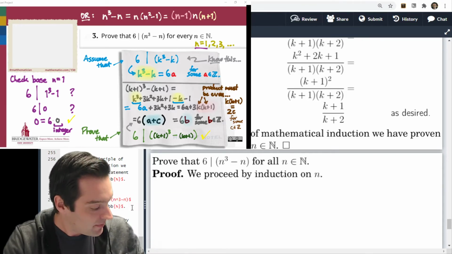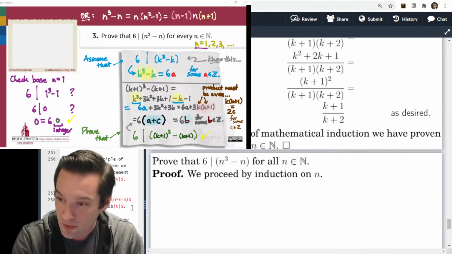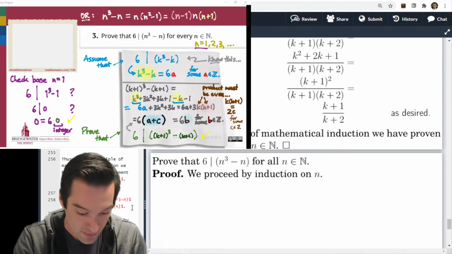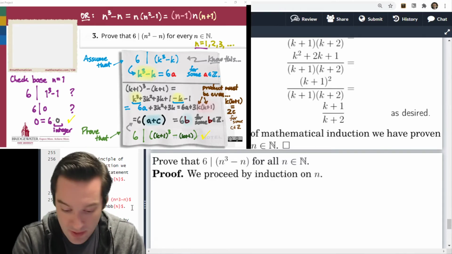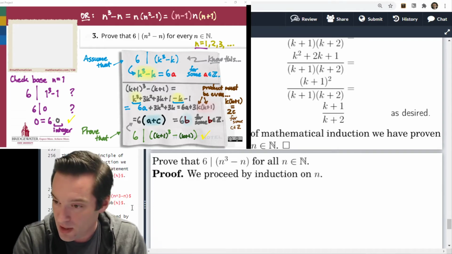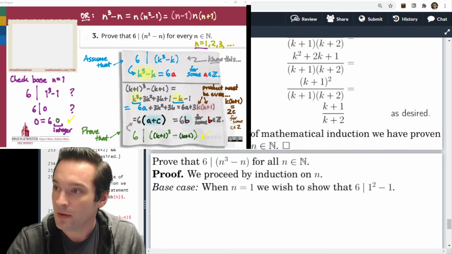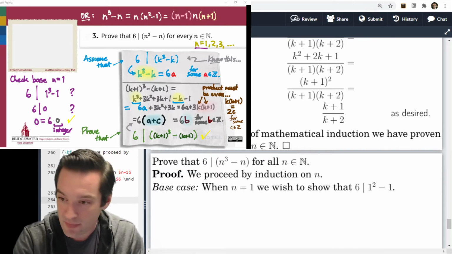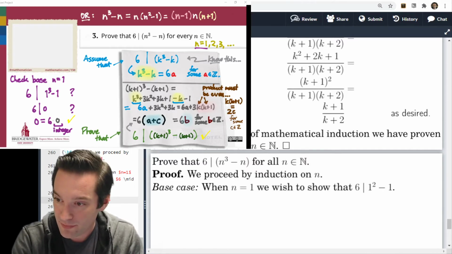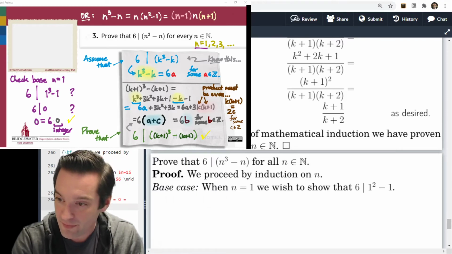In our base case, from the scratch work over here, this was the case where n was equal to 1. When n equals 1, we wish to show that 6 is a divisor of 1 squared minus 1. Okay, how do we show that? We just show that by observing that 1 squared minus 1 is equal to 0, which is equal to 6 times 0.